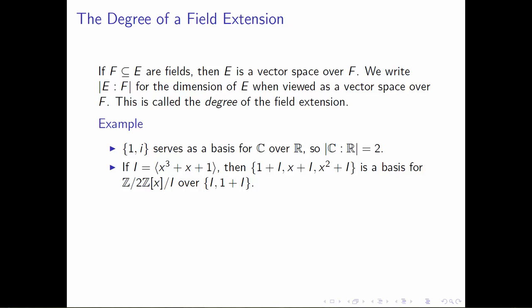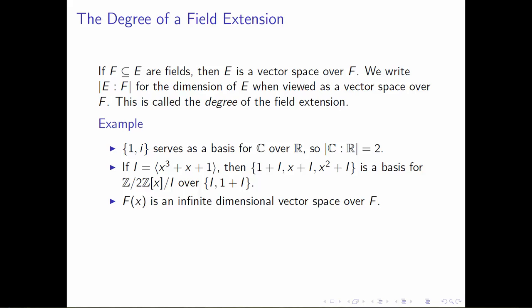Returning to our other finite example, for now I'm going to allow myself to use the shorthand I to denote the ideal generated by x cubed plus x plus 1 inside my polynomial ring Z mod 2Z adjoined x. When we take a look at the set 1 plus I, x plus I, and x squared plus I, this actually forms a basis for that field, Z mod 2Z adjoined x mod I, over the smaller field, Z mod 2Z. So that would be an example of a field extension of degree 3.